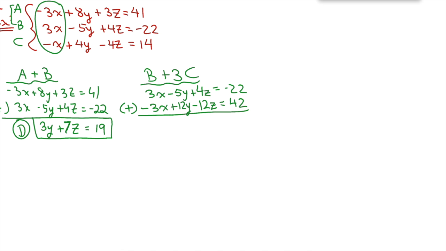Alright, what happens to the x's? They go away. Y's, 7y. Z's, negative 8z, and it's equal to 20. And we're going to call this equation E.